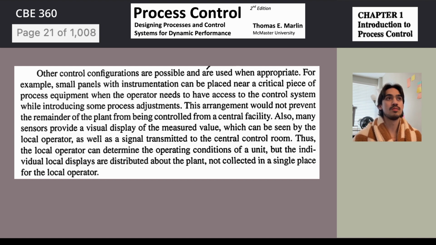For example, small panels with instrumentation can be placed near a critical piece of process equipment when the operator needs to have access to the control system. While introducing some process adjustments, this adjustment would not prevent the remainder of the plant from being controlled from a central facility. Also, many sensors provide a visual display of the measured value, which can be seen by the local operator, as well as the signal transmitted to the central control room. Thus, the local operator can determine the operating conditions of a unit, but the individual local displays are distributed around the plant, not collected in a single place for the local operator.